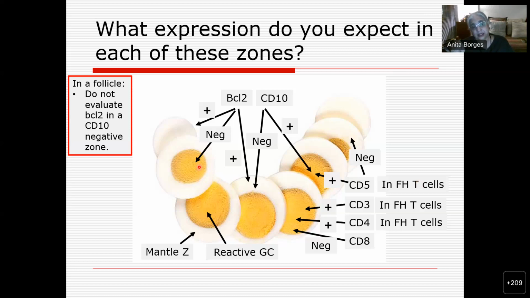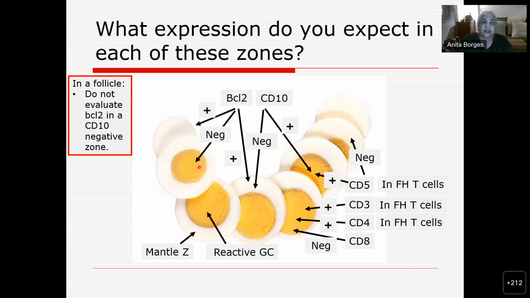If there is CD10 in the follicle, and the previous case was a case in point in which you would have had CD10 in the follicles, only then you should evaluate BCL2. If CD10 is positive in the follicles and BCL2 is positive, then you have got a follicular lymphoma. If CD10 is positive in the follicles and BCL2 is negative, look around, you've got tingible body macrophages and everything else, then that is reactive follicular hyperplasia.